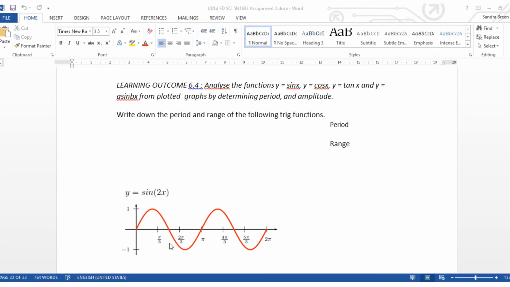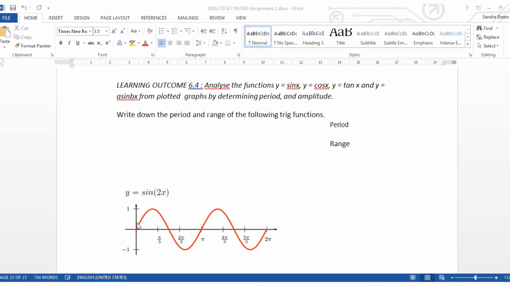So these trigonometry functions are called periodic functions, and the reason that they're called periodic functions is that they follow a pattern that repeats. And the length of time it takes for the pattern to repeat is called the period of the function. And that's the first thing that you have to calculate.